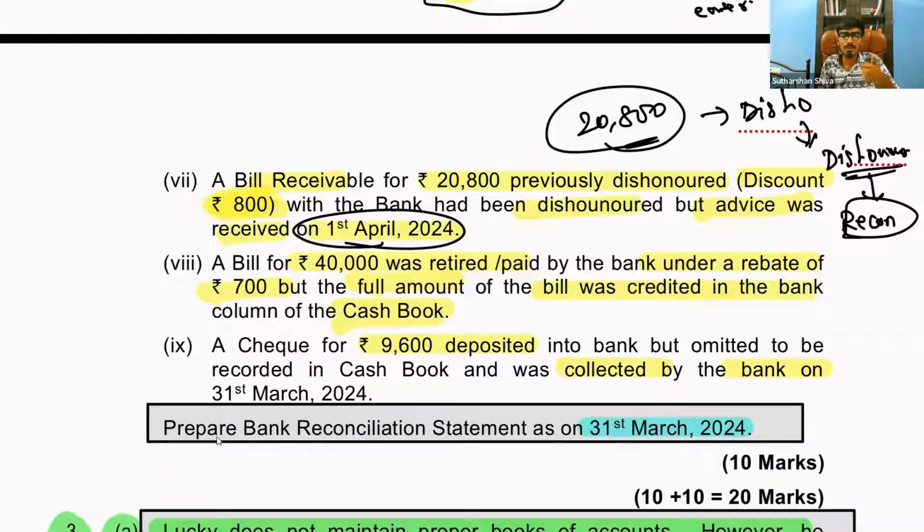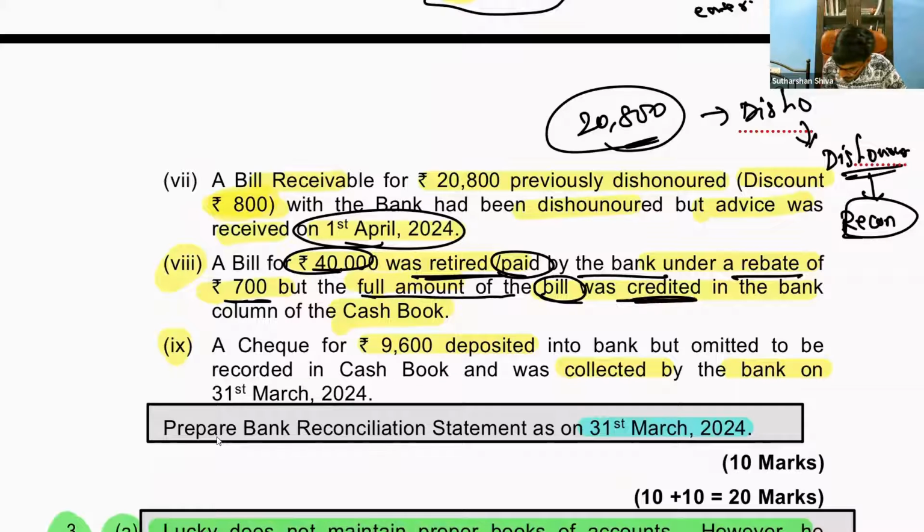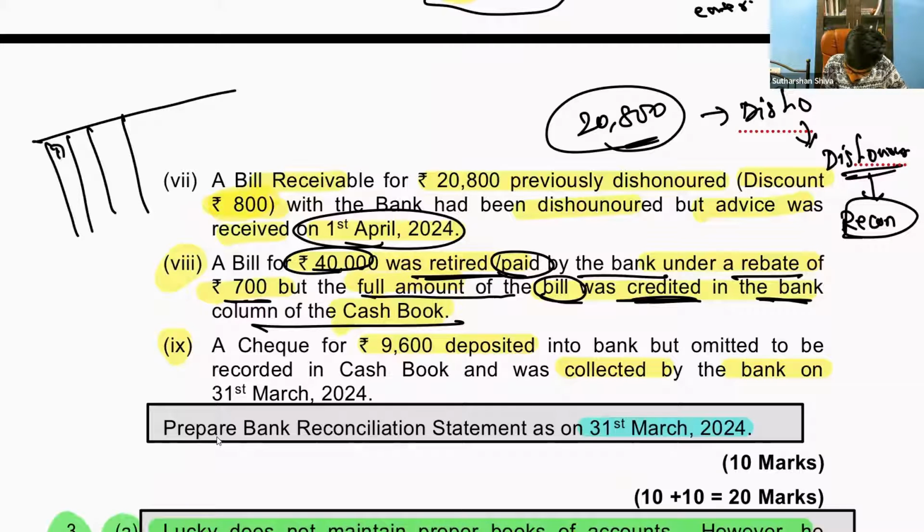Okay, only then will we go and check by putting it in the cash book. Next, the important 8th and 9th one. A bill of rupees 40,000 was retired and paid by the bank under a rebate of 700, but the full amount was credited in the bank column of the cash book. Actually, in the cash book, you will see 3 columns: discount column, cash column, and bank column.